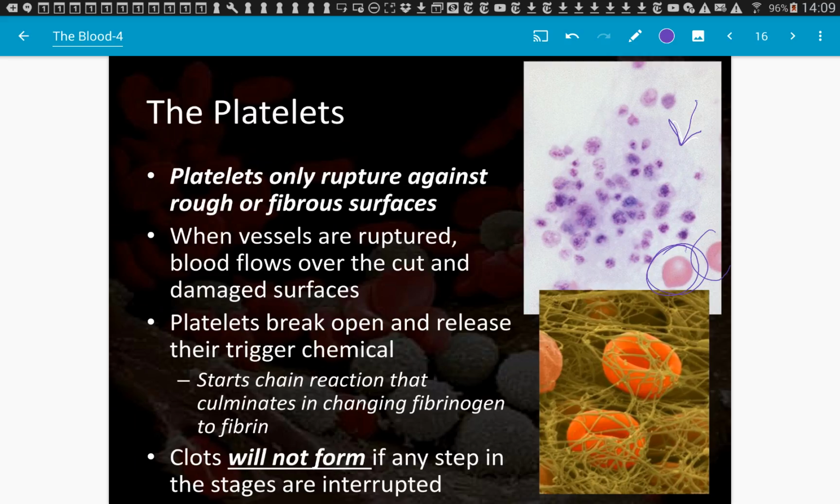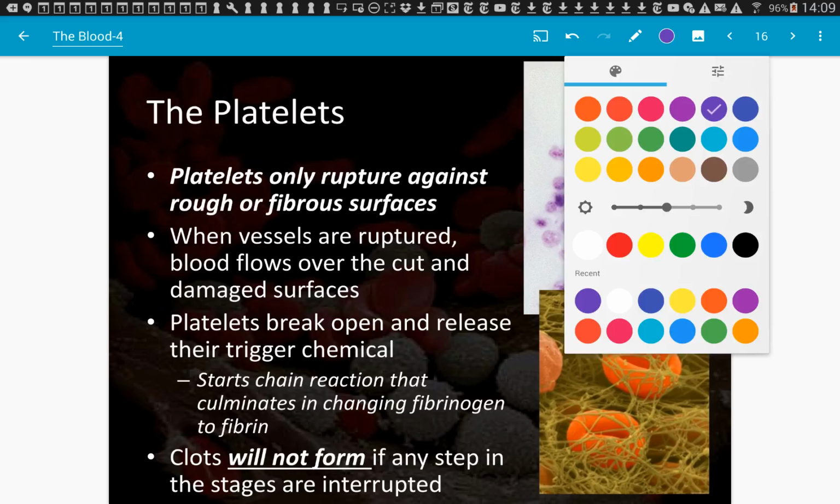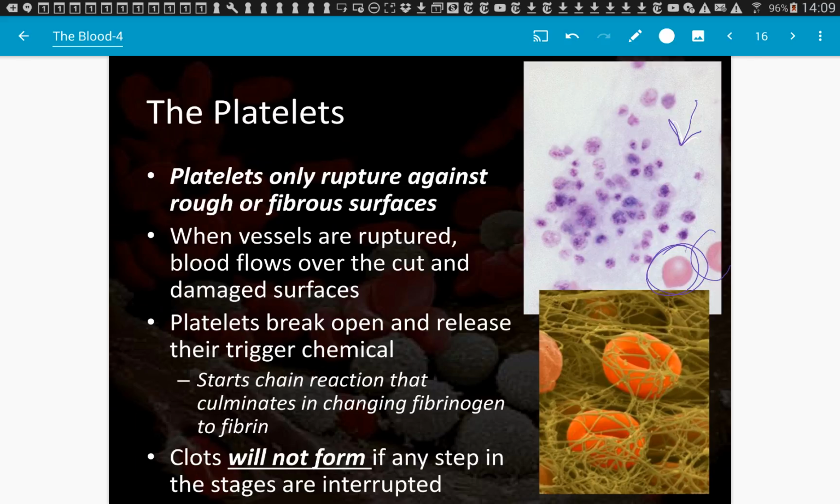Okay? And they only burst open and release their chemicals against a rough or a sharp surface. And so when you have an injury, even if it's like a paper cut and it looks like a clean cut, microscopically there are rough edges. And so when you're bleeding, platelets go over those rough edges, it causes them to burst open and release those chemicals. So blood flows over, breaks open. And so this is the beginning. Releasing the chemicals from the platelets is the beginning of the entire clotting process.